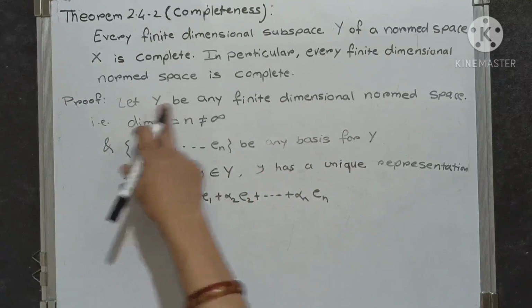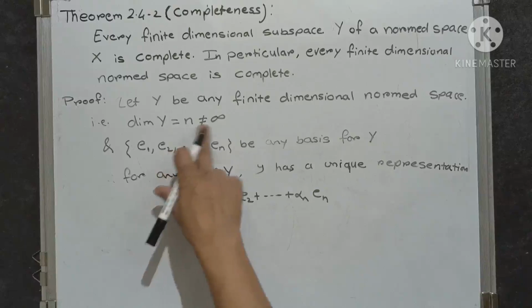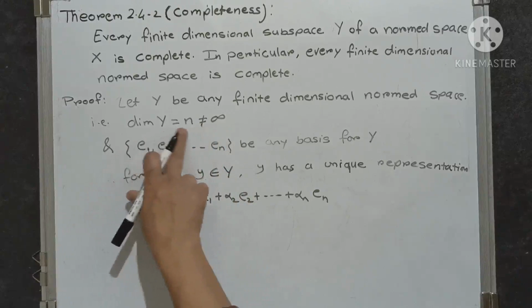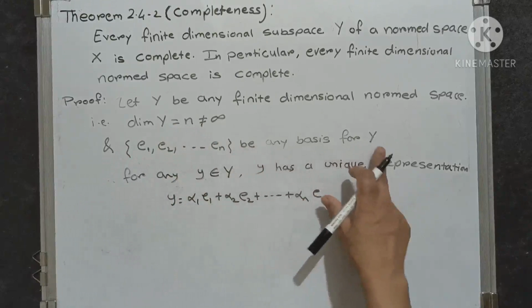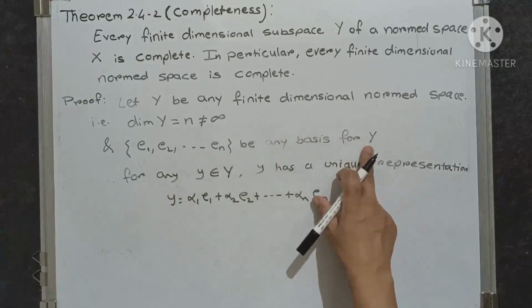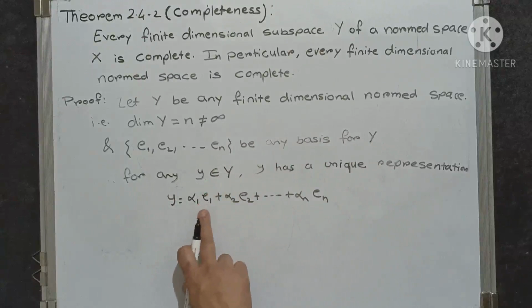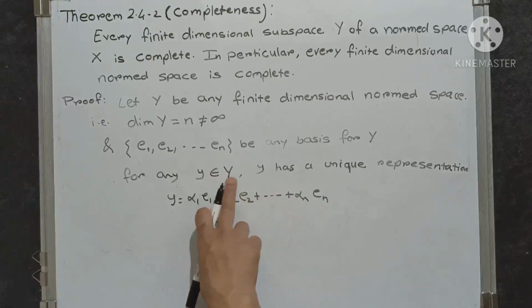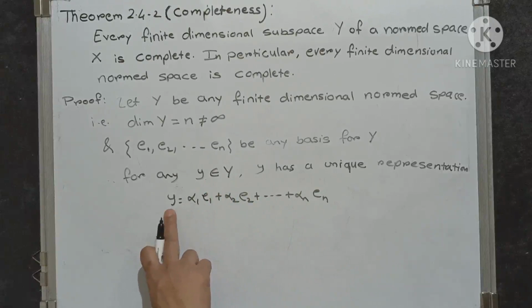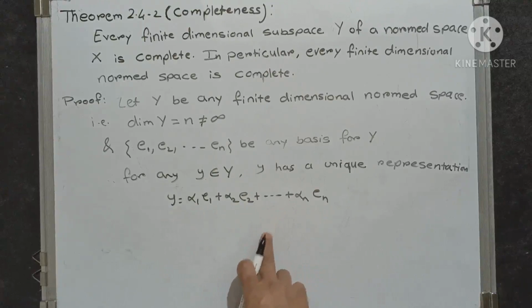Here we consider capital Y as a finite dimensional normed space, therefore its dimension must be finite, that is not equal to infinity, and as it is finite dimensional, it has a basis e1, e2, up to en. As it is a basis for capital Y, each element of capital Y must be written as a unique linear combination of e1, e2, up to en. Therefore small y belonging to capital Y is written as alpha 1 e1 plus alpha 2 e2 up to alpha n en.